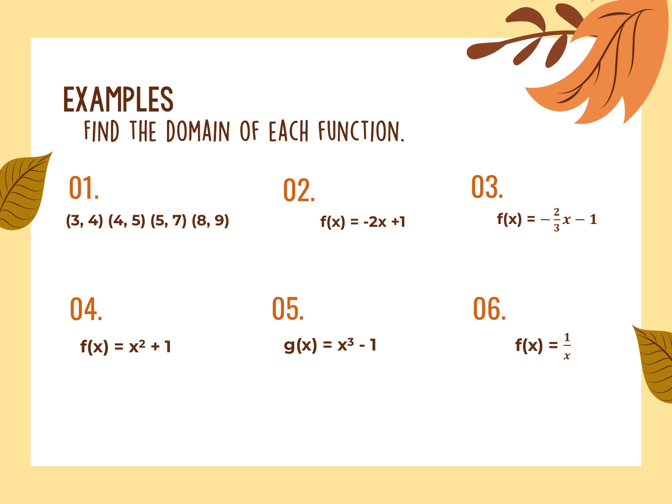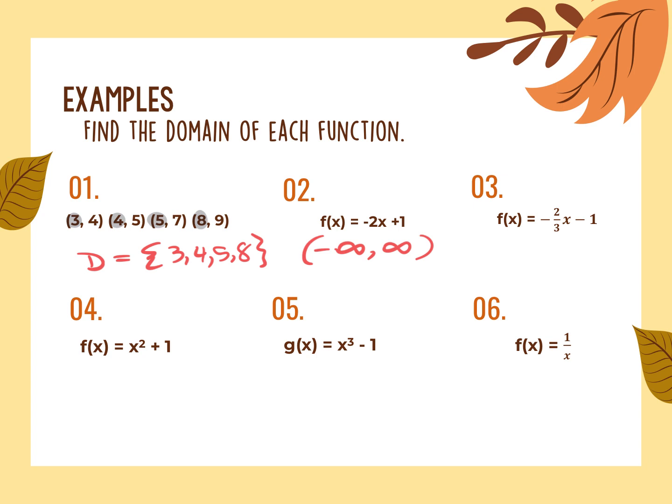Now, when you're given a list of ordered pairs and they're asking you to find the domain, all you're going to do is pull out all of the x coordinates from the ordered pair. So here my domain is going to be 3, 4, 5, and 8. Whenever your function is linear, this is in y equals mx plus b, it's always all real numbers. And again, in interval notation, negative infinity to positive infinity.